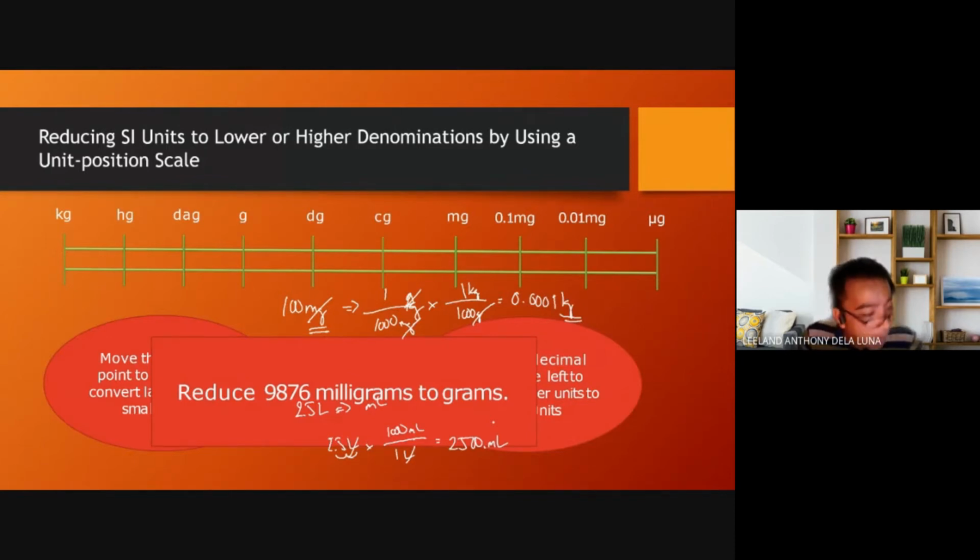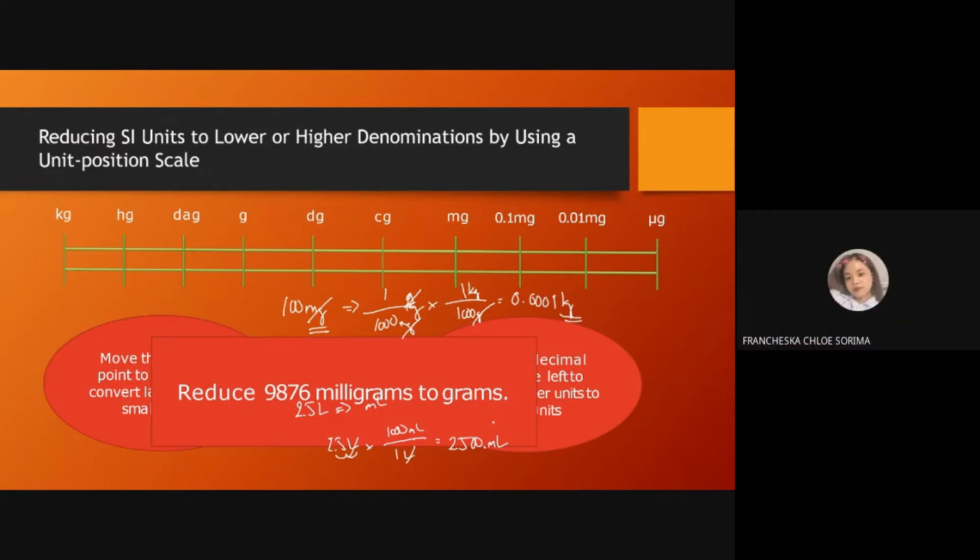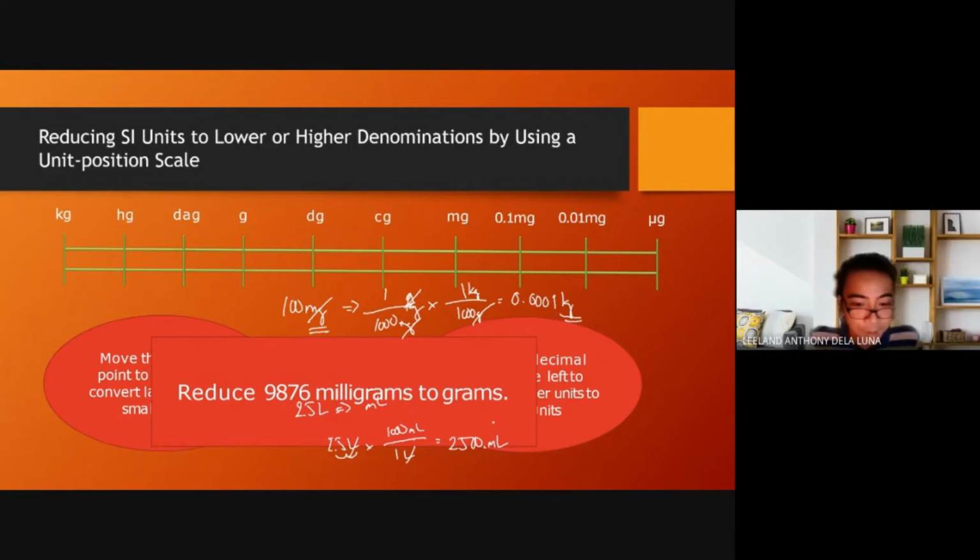Yan, Miss Sorima. Nauna siya. 9.876 grams. Okay, very good. That would definitely give you 9.876 grams. Okay? So nangyari dito, we're converting a smaller unit to a larger unit. Okay, so usog tayo pa kaliwa. Right? Okay. So are we good? Let's proceed.